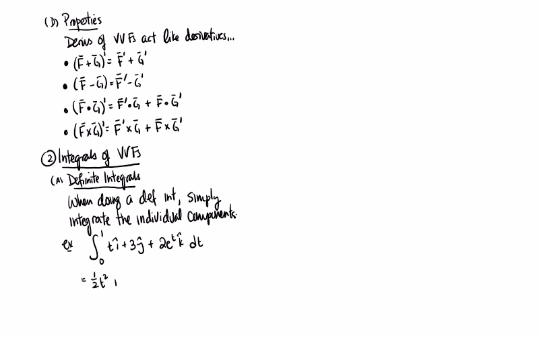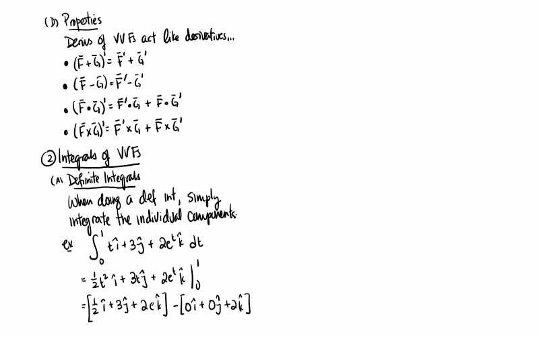So 1/2 t squared i plus 3t j plus 2e to the t k, 0 to 1. Plug in 1, I get 1/2 i plus 3j plus 2e to the k. Plug in 0, get 0i plus 0j plus 2k. Then that can be simplified, but I'm not going to worry about that. Right? But basically, that's just the process. You just blast through it, you integrate the individual components, call it a day.